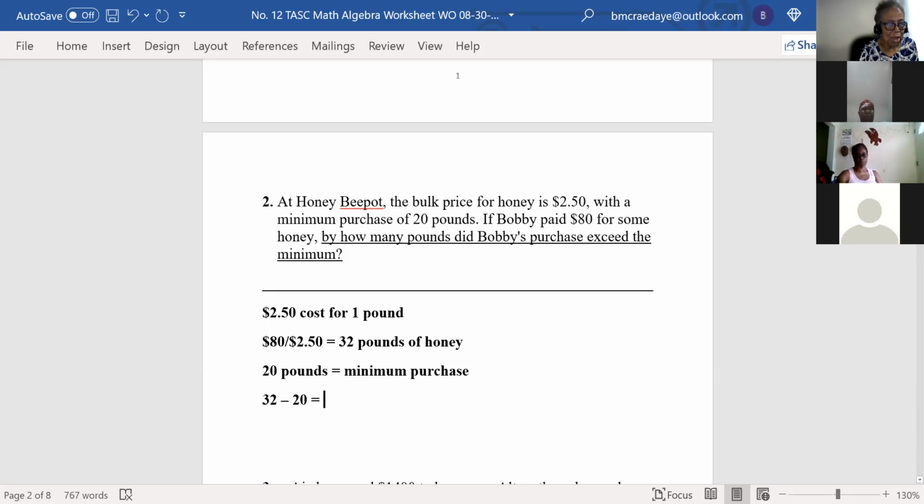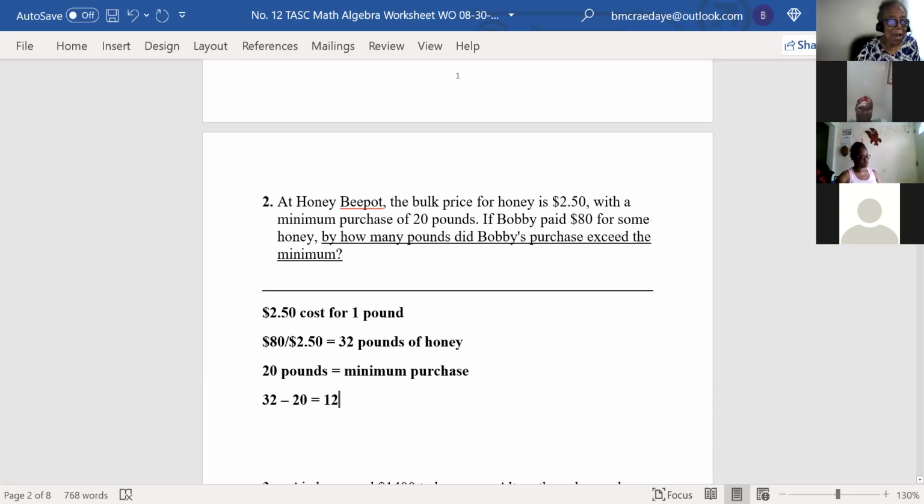0 from 2 is what? 0 leaves 2. And 2 from 3 is what? 2 from 3 leaves 1, so that's 10. What's 0 from 2? Oh, leaves 2. And then 2 from 3 is? 2 from 3 leaves 1, so that's 12 altogether. That's right, 12. 32 minus 20 is 12.